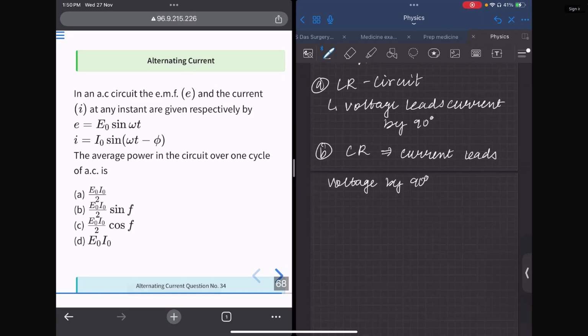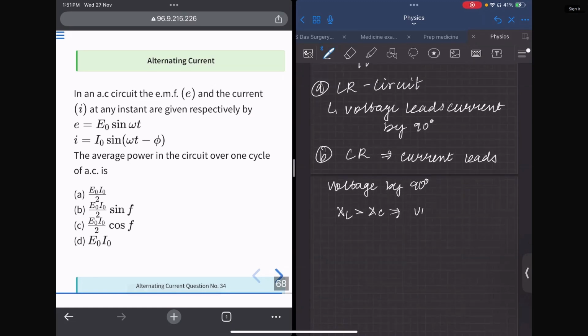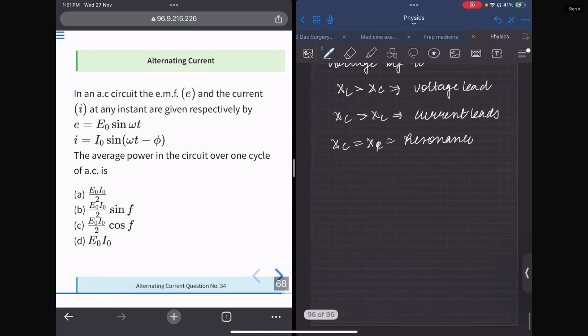It would depend on the magnitude of the resistance of the inductor and of the capacitor. If XL is greater than XC, voltage will lead. If XC is greater than XL, current would lead. And if XC equals XL, it is resonance, so voltage and current would be in phase.